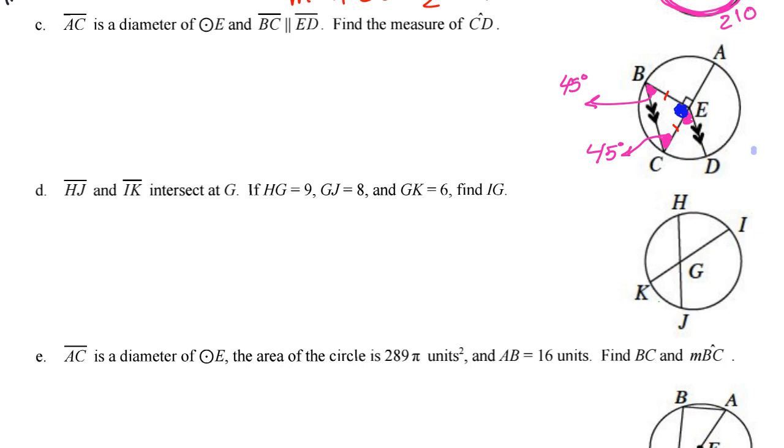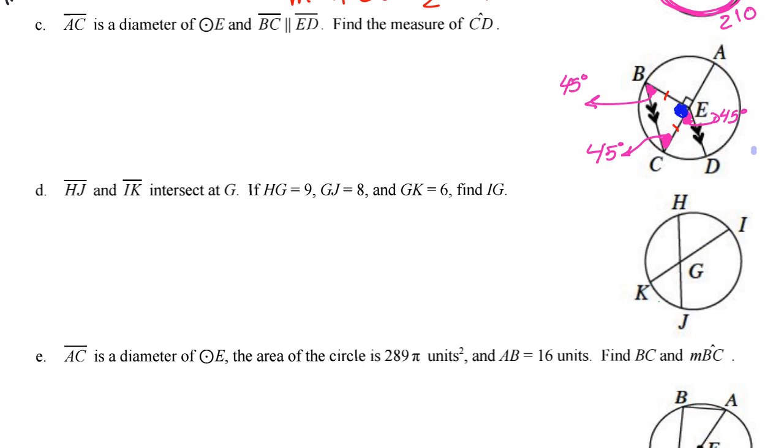I mentioned that those lines are parallel to each other. So if those lines are parallel, then angle CED will equal angle ECB, and each one of them will equal 45 degrees because they're alternate interior angles. And if lines are parallel, then alternate interior angles are equal to each other.